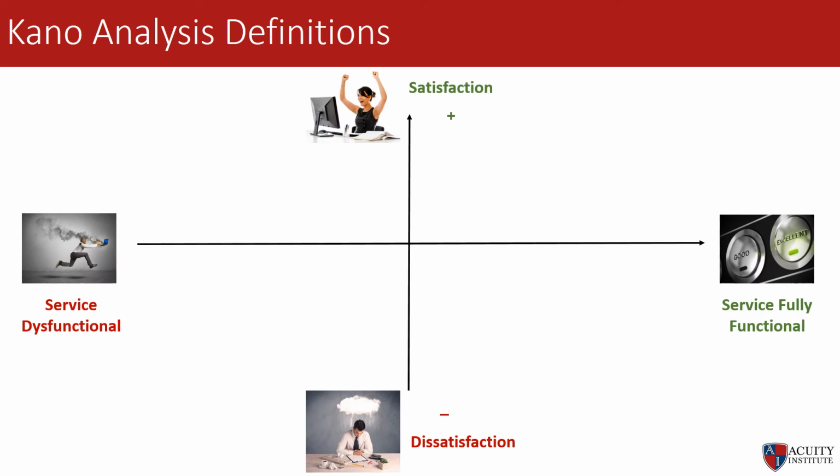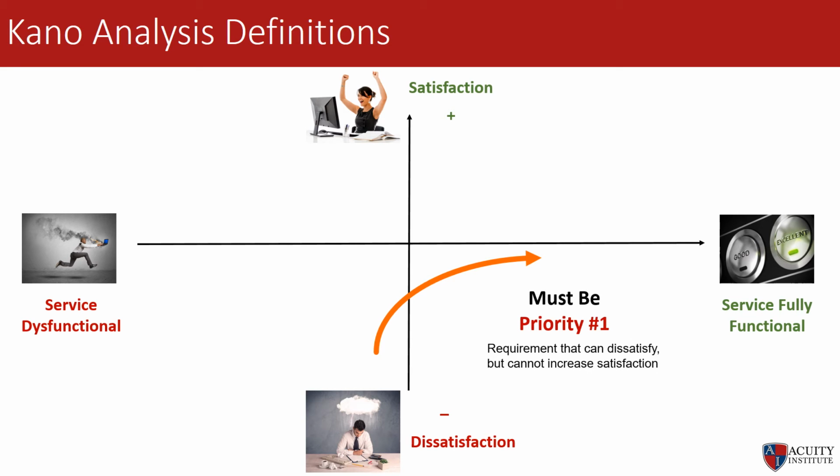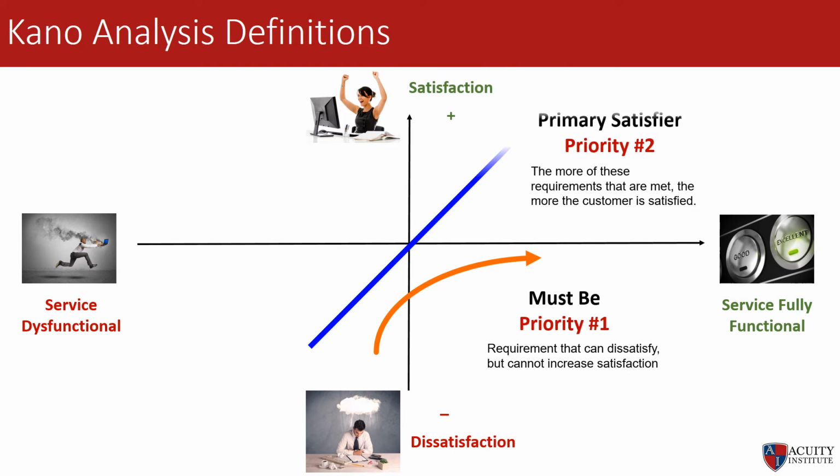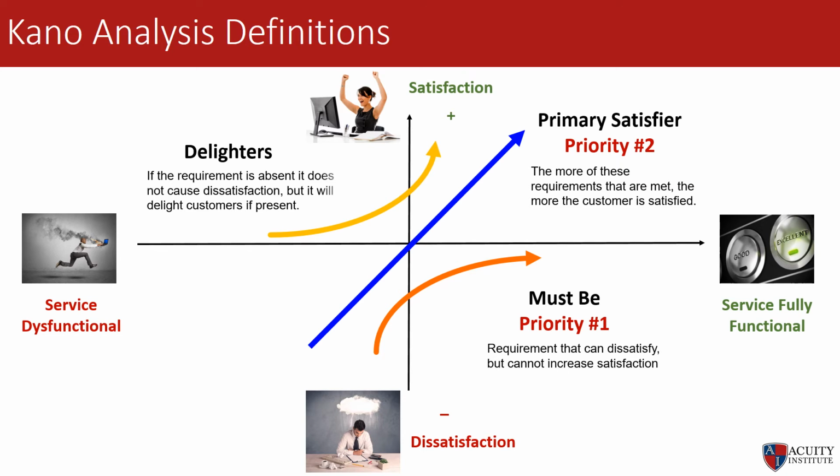Let's look at the Kano analysis definitions for the requirement types. Must-bes are priority number 1. They are requirements that can dissatisfy but cannot increase satisfaction. Primary satisfiers are priority number 2. The more of these requirements that are met, the more the customer is satisfied.